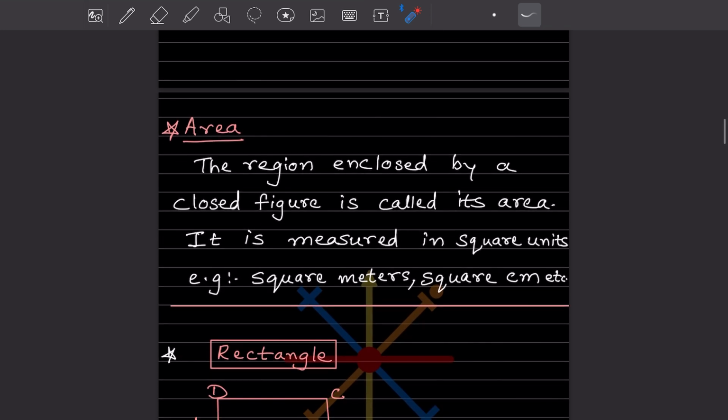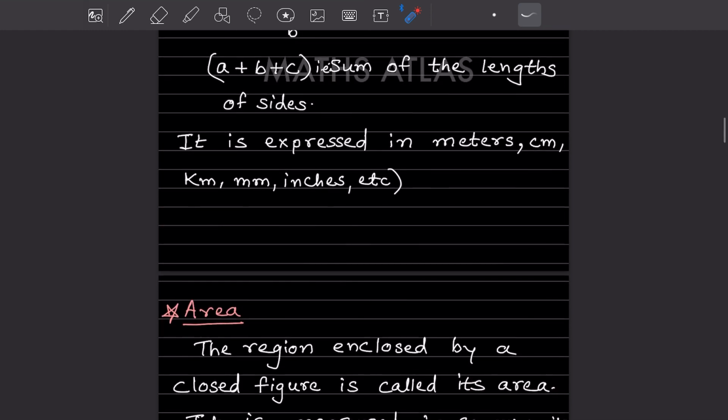For the perimeter it is just a centimeter or meter, whatever it is. But here, we can see the square of it. Square can also be written in short form, put SQ and a dot. It can be meter, it can be centimeter. So we say it is measured in square units. Area is measured in square units, for example, square meters, square centimeter, etc. So you understood the difference between the perimeter and the area.